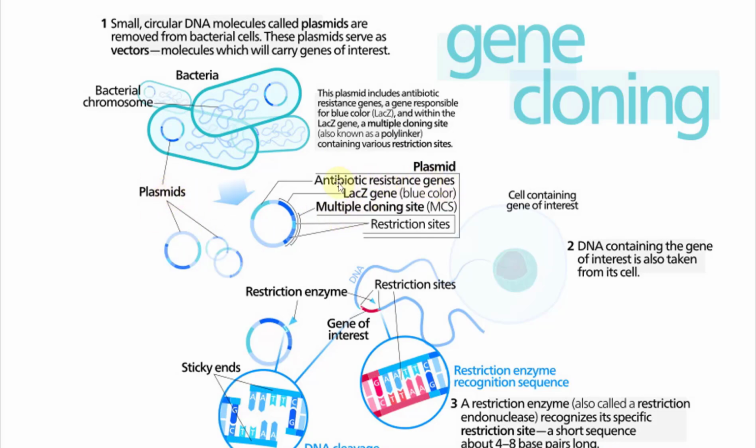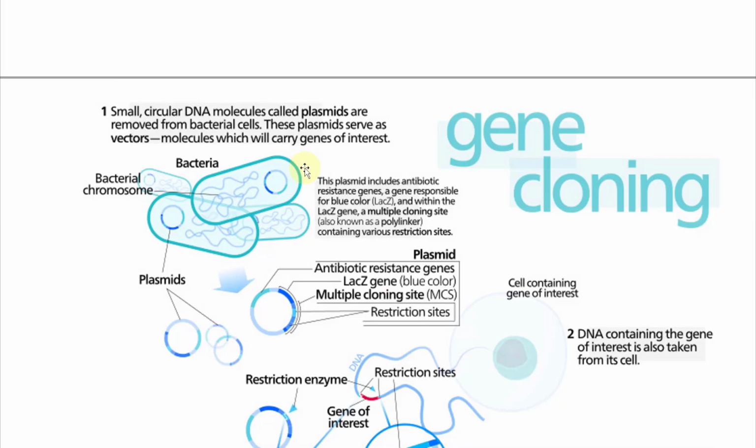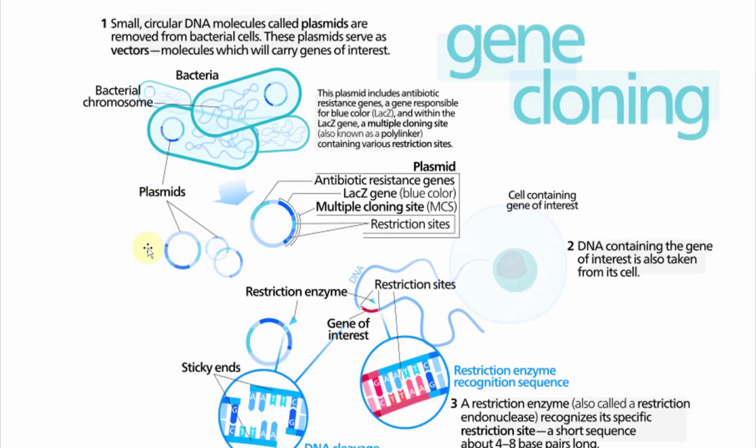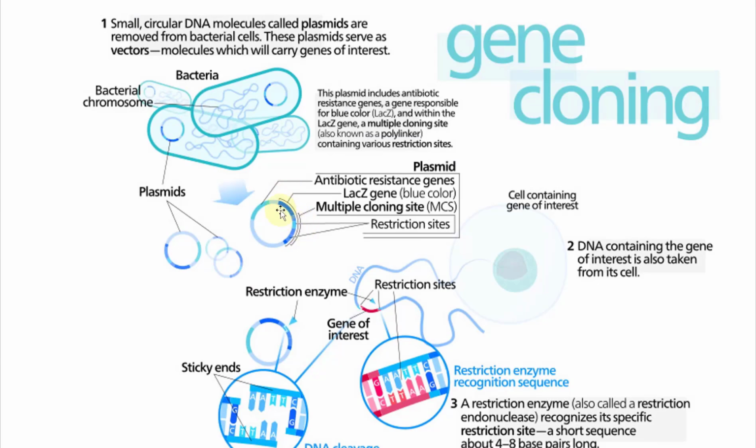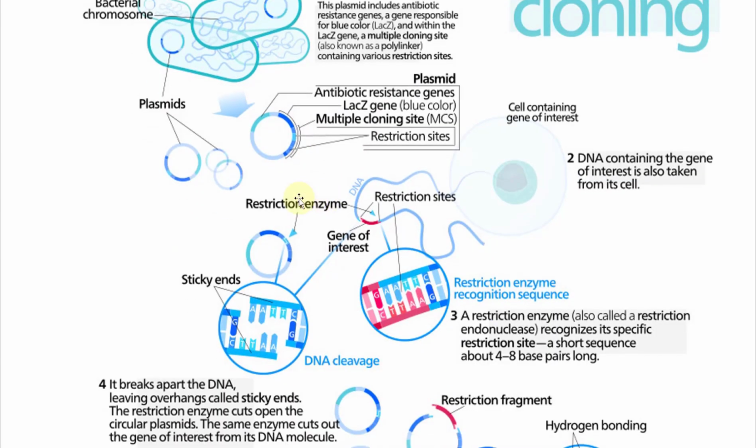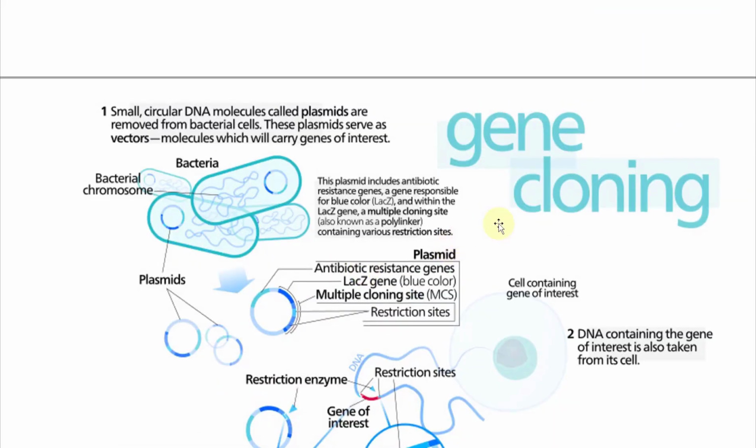So here's the plasmid. You have antibiotic resistance genes, lacZ, the gene responsible for blue color. Then you have the multiple cloning site, also called MCS, and then there are restriction sites that are the specific recognition sites. So basically, you have the plasmid here, and it has a bunch of other genes on it and some antibiotic resistance genes. So what you can do is, let's look at step 2 of this gene cloning.